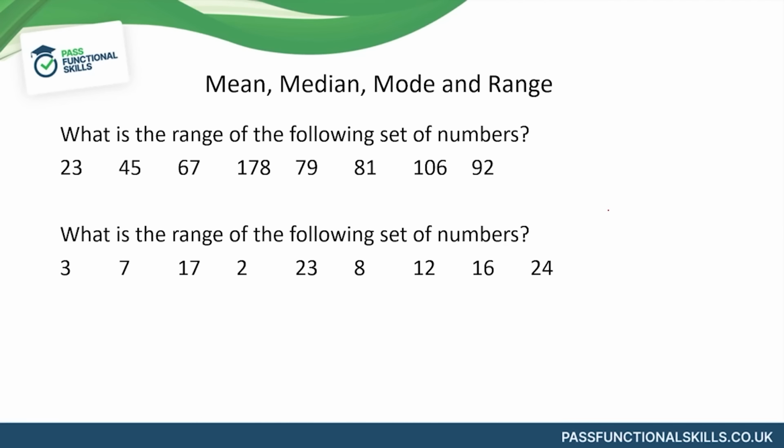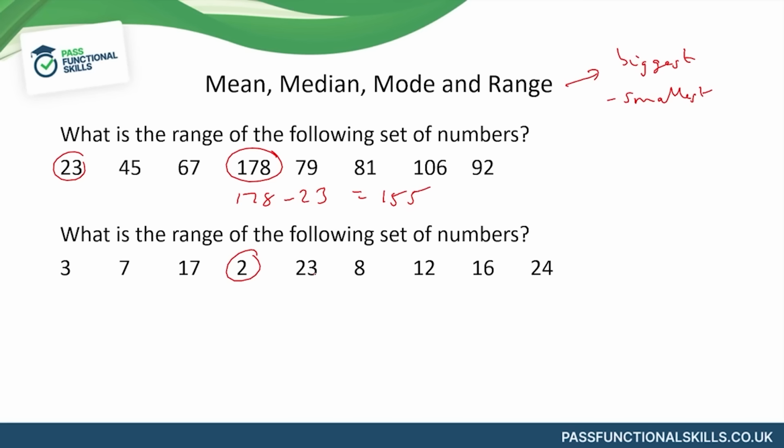So moving on to the range, it is simply the biggest value take away the smallest value. So let's scan through these to find the biggest, which is 178, and the smallest, which is 23. So 178 take away 23 is our calculation to work out the range, and 178 minus 23 is 155. So there is a range of 155. The difference between the smallest and the biggest is 155. Let's have a look at another one here. The smallest is 2. Anything bigger than 23? Yes, 24. So the range is 24 take away 2. So the range is 22.